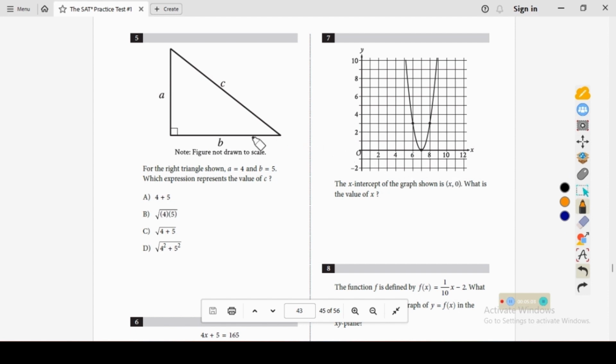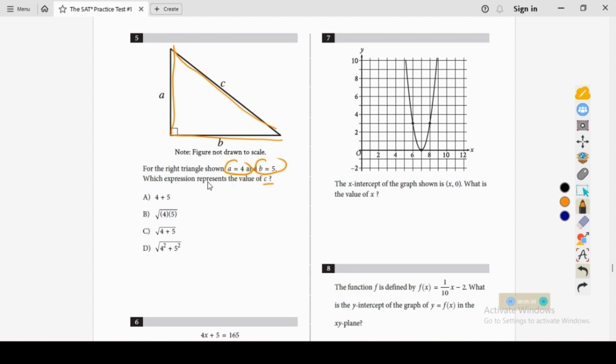In question number 5, we have a triangle. In this triangle, we have 3 different sides. One is the hypotenuse, this is the base of the triangle, and this is the perpendicular, or I can say the altitude, of this triangle. Since the value of A is 4 and the value of B is 5, which expression represents the value of C?